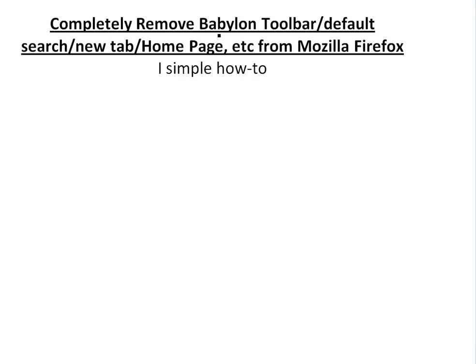This happened to me actually a couple days ago, and I lost my default homepage, the Google search, and everything, and it put this random Babylon toolbar instead. So just before I get started, I'm going to write down about:config. Just keep in mind this is useful to know when you're dealing with Firefox. So now let's open it up and I'll show you what I mean.